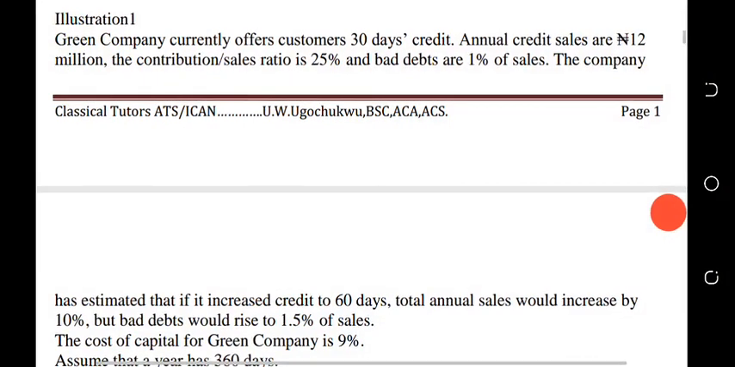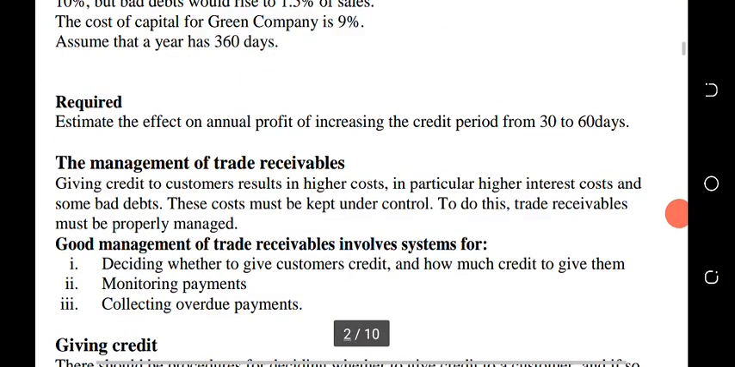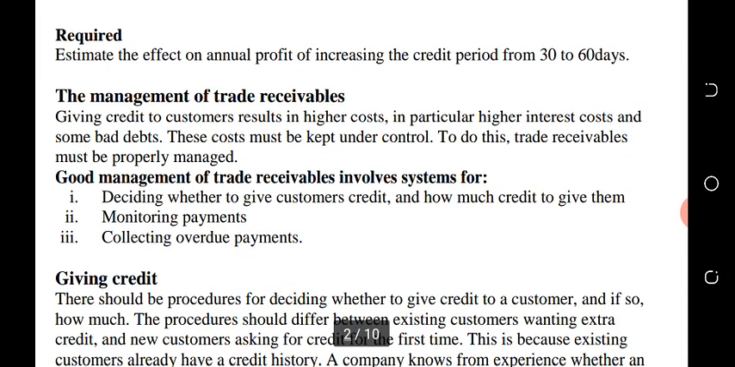So let's continue with the management of trade receivables. How can we manage our trade receivables? Giving credits to customers results in higher costs. So that's what we said. So there will be a finance charge.